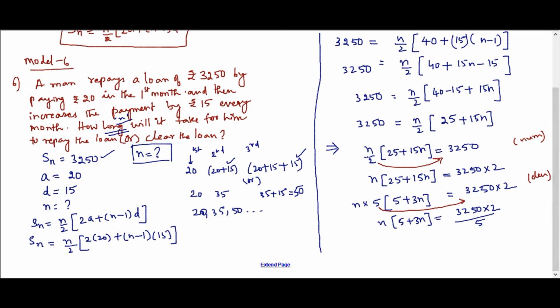What I did here is, it was already a denominator number, so it becomes in multiplication. If it's in multiplication, it becomes denominator. That's all. If it's in numerator, it comes to denominator. If it is in denominator, it comes to numerator. That's the logic, okay? So n bracket 5 plus 3n is equals to, I cancel it with 5.